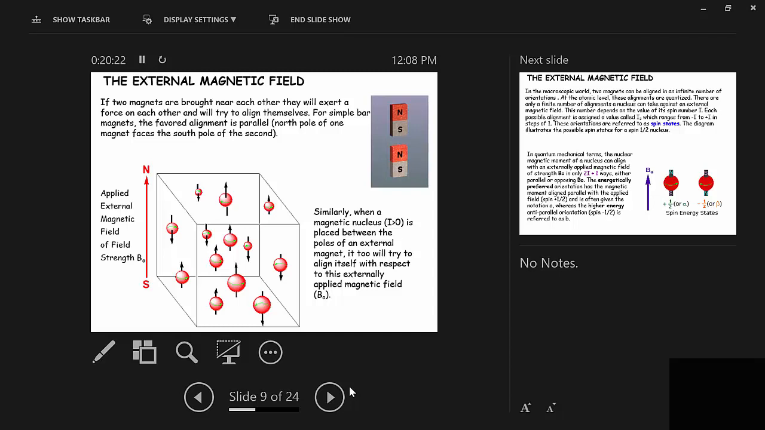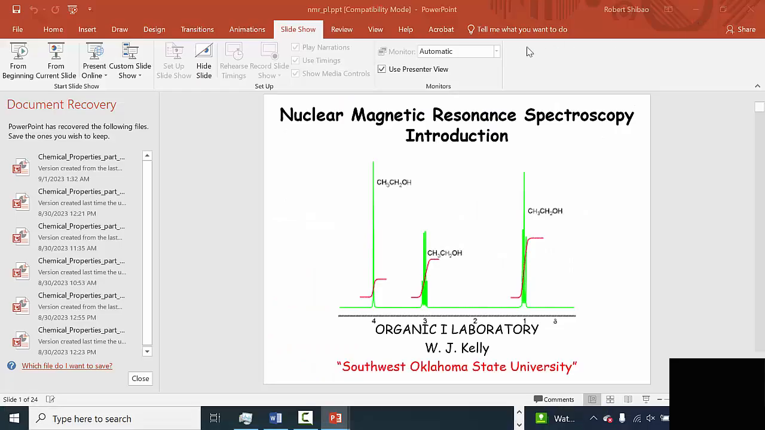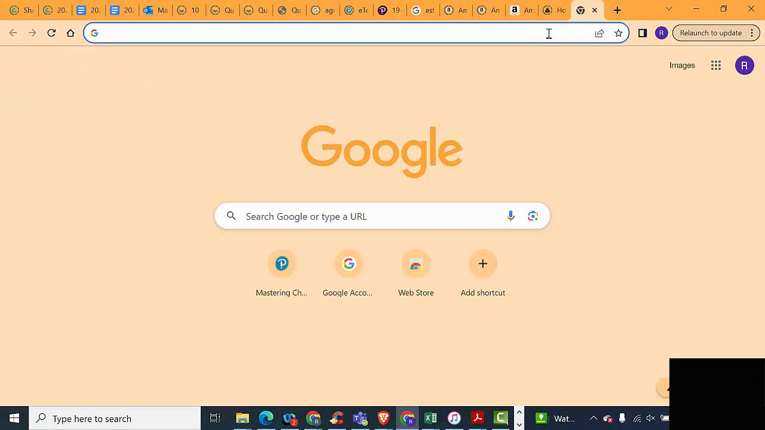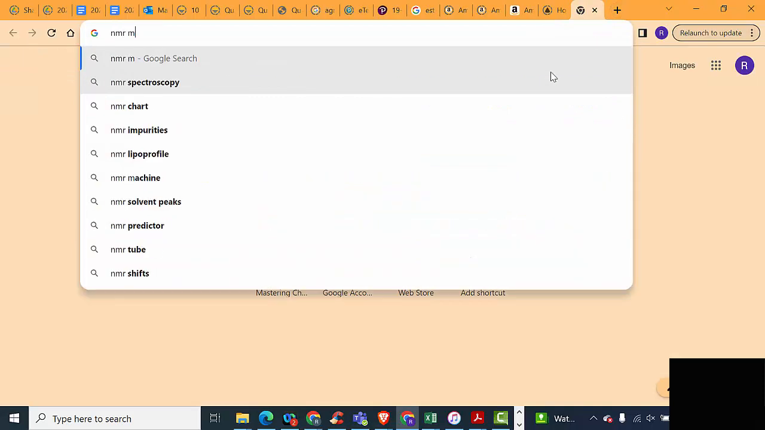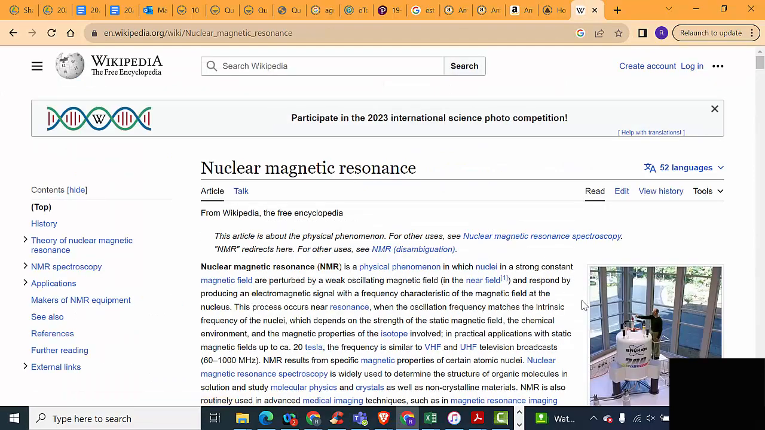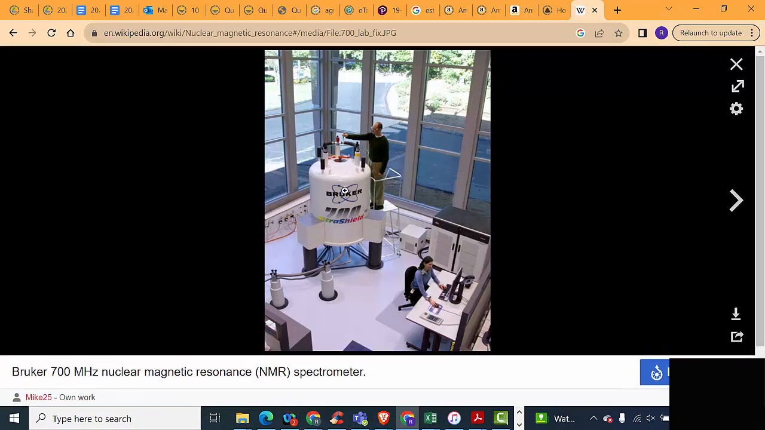And so it depends on the external magnetic field strength, which we call B naught. The bigger the B naught, the better. This is why the magnets are huge, and they're superconductors. So we can take a look at a magnet here. These are superconducting magnets, so they have to be kept extremely cold. So this is like a typical size of a magnet here.